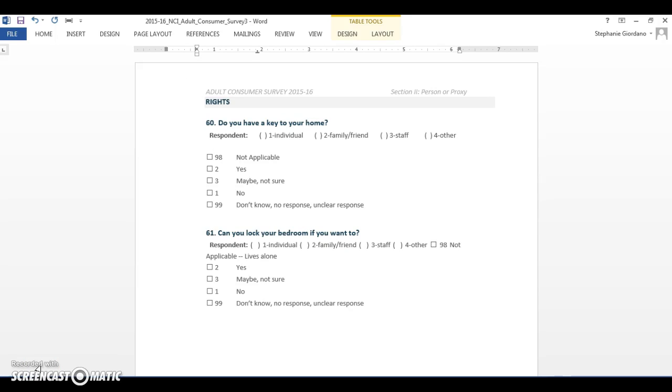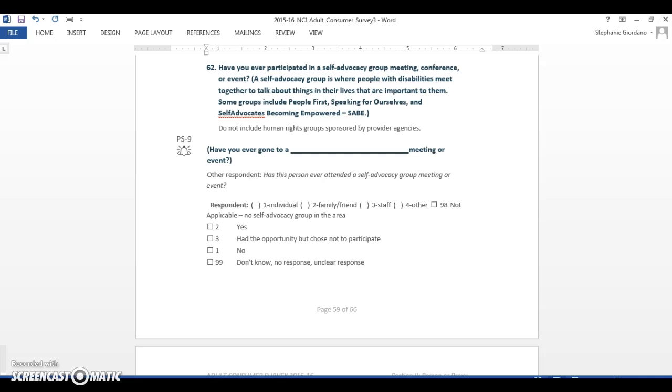You'll see that these two questions, number 60 and 61, have been added this year. These are reflective of the new HCBS regulations. So we ask whether the person has a key to their home and whether the person can lock their bedroom if they want to. We continue to ask whether individuals have ever taken part in a self-advocacy group, meeting, conference, or event.